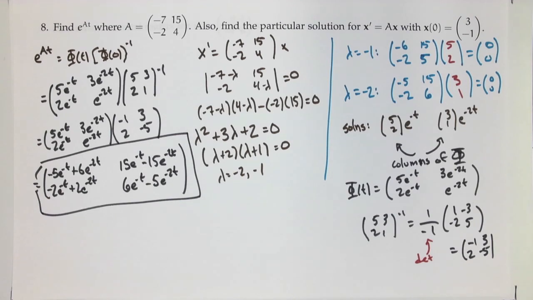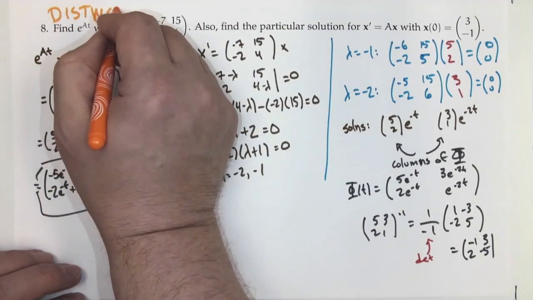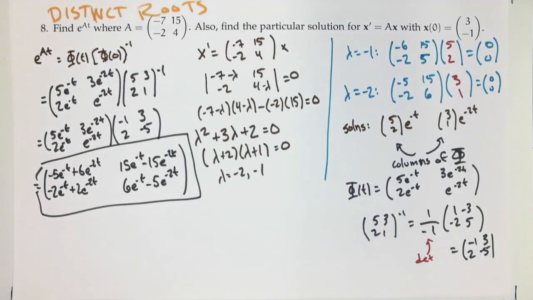Now there's a second thing. Also, the particular solution, x of 0 is 3 minus 1. So I'm just going to make some notes here. These are distinct roots. Okay, so there are two options. The use all the hard work you've put in option, or just say, well, I'll forget all the hard work and just do what I normally do. You'd still get credit for both. What's the use all the hard work you've done option?